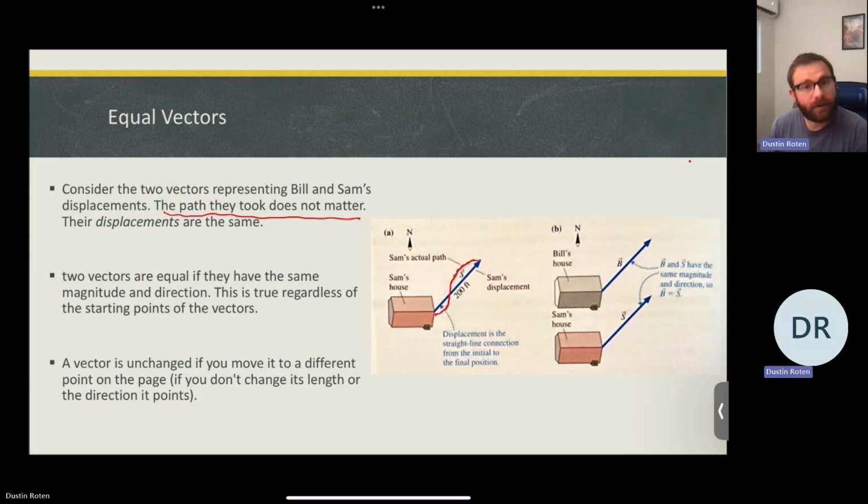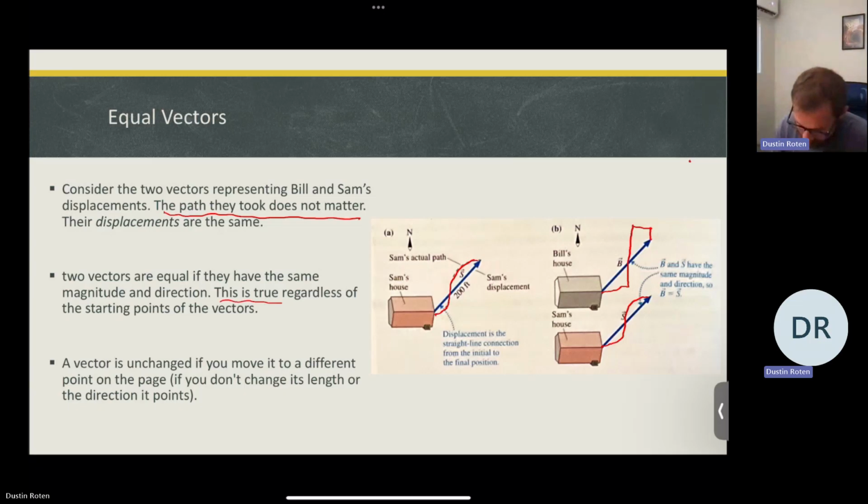Now, you'll notice that with Sam's path and Bill's path, they're both moving to the same final displacement from their houses. Sam took roughly this path. Bill could have come over here, past the point, and come back down. Bill also could have taken a really weird route, but because their vectors point in the same direction and are the same length, they are considered equal.